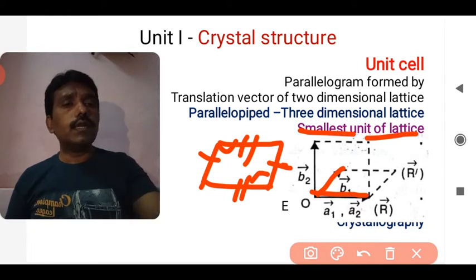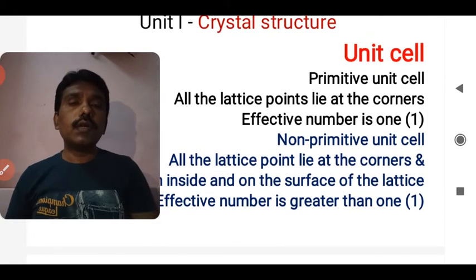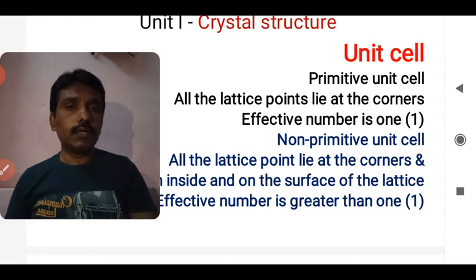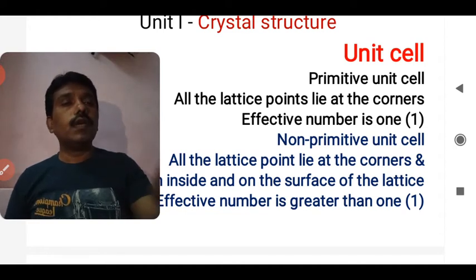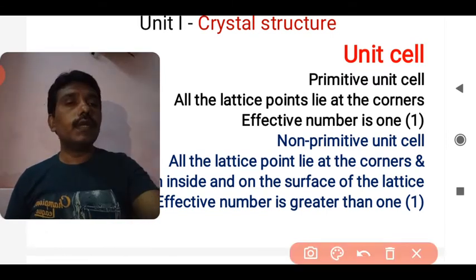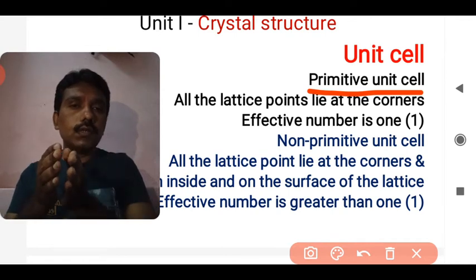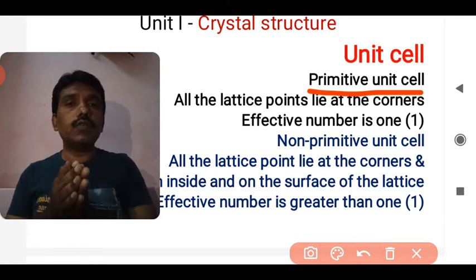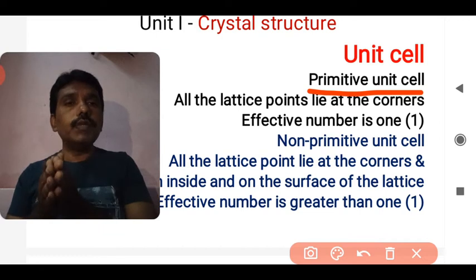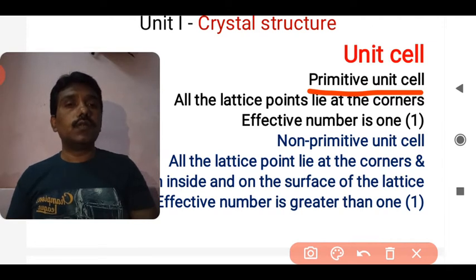If we want to see the unit cell in a little more detail, these unit cells are of two types: primitive and non-primitive. Primitive unit cells are also very simple to understand. I already told you that the translation vectors are bifurcated into two parts: the primitive translation vector and the non-primitive translation vector.